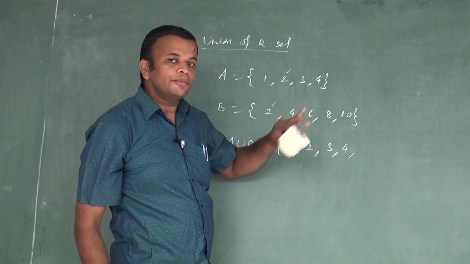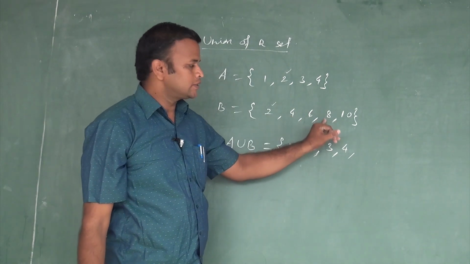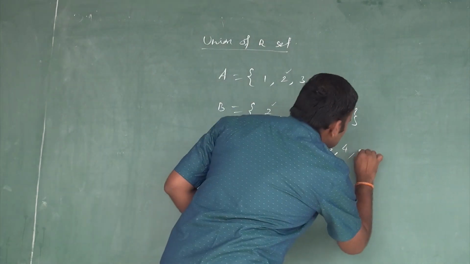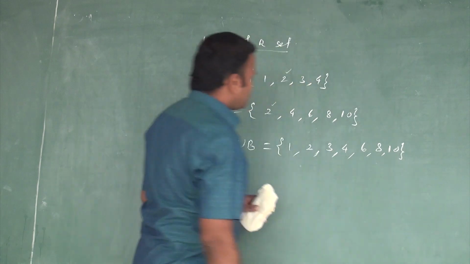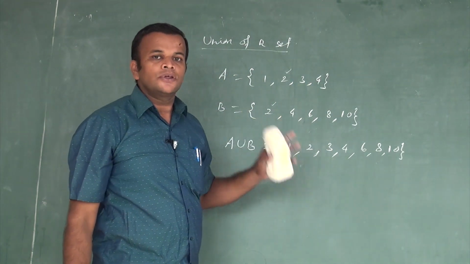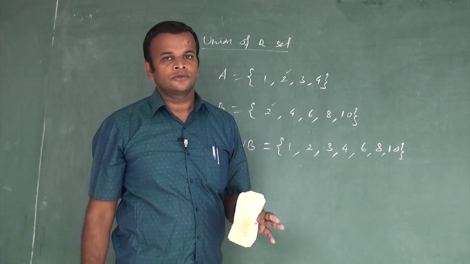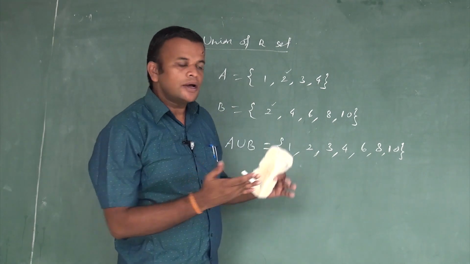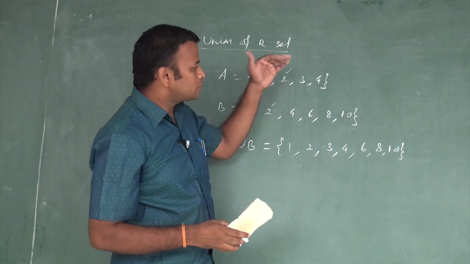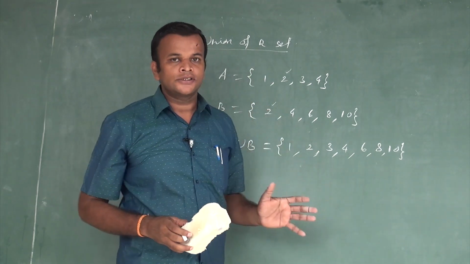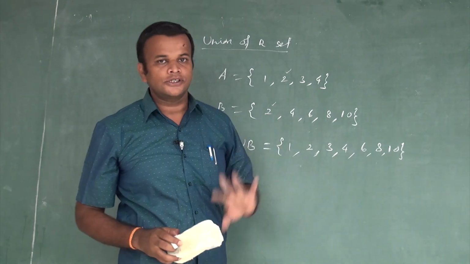So all the elements of A are over, but in B some more elements remain. What are the remaining elements in B? The elements are 6, 8 and 10. So that is the value of A union B. Union means we mingle all the elements, and if an element lies in both sets, we write it only once. So this is the working rule to find the union of any two sets.